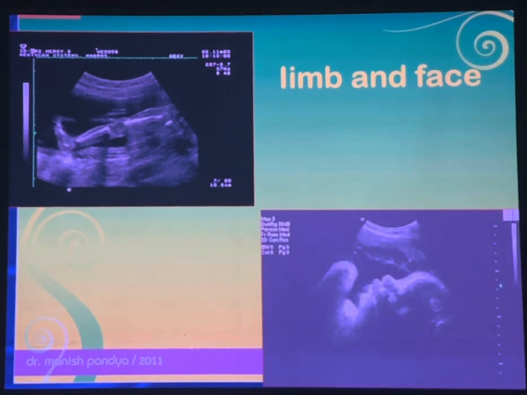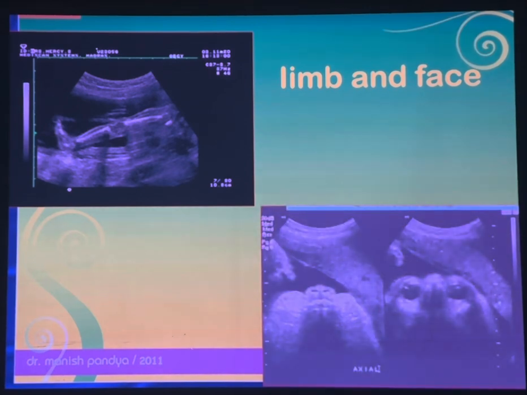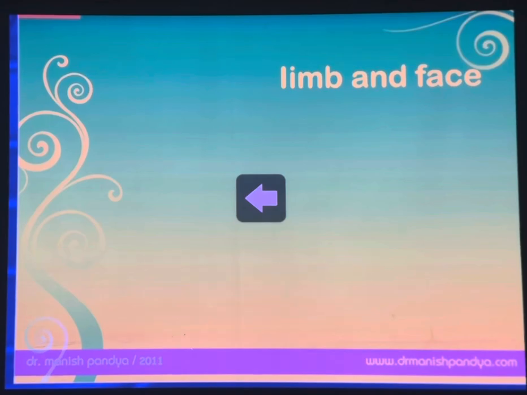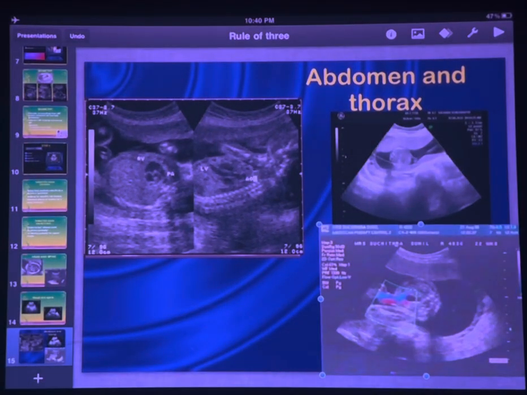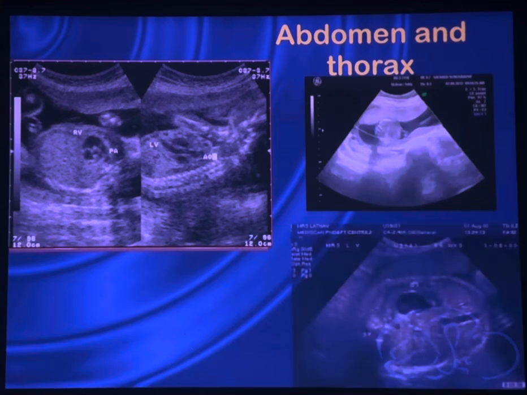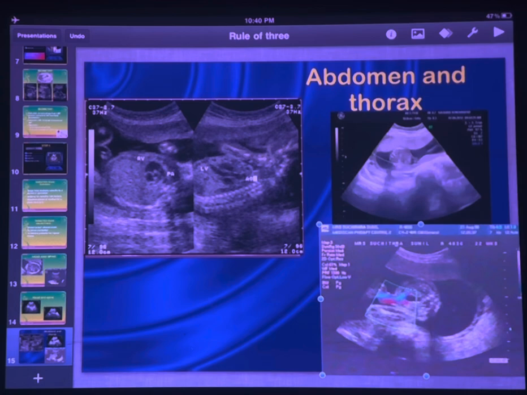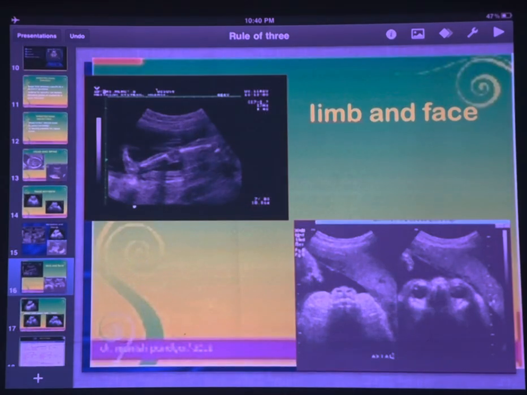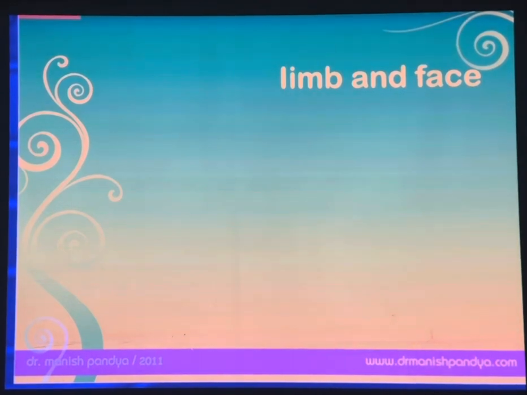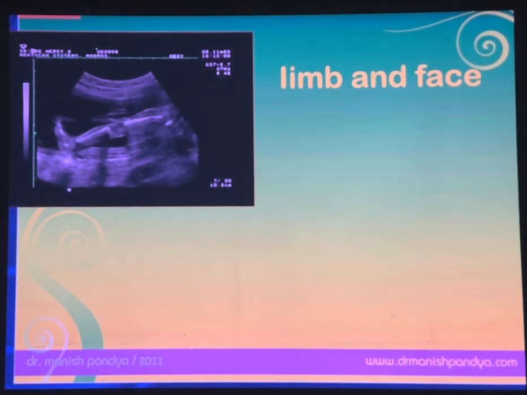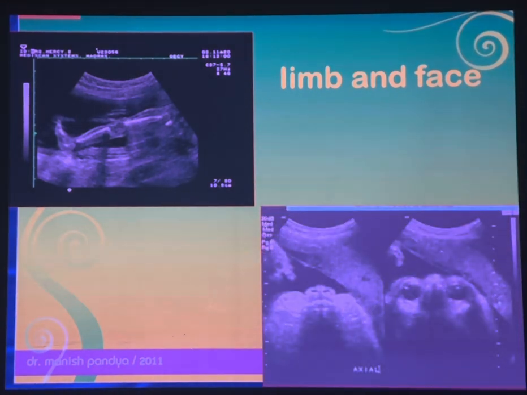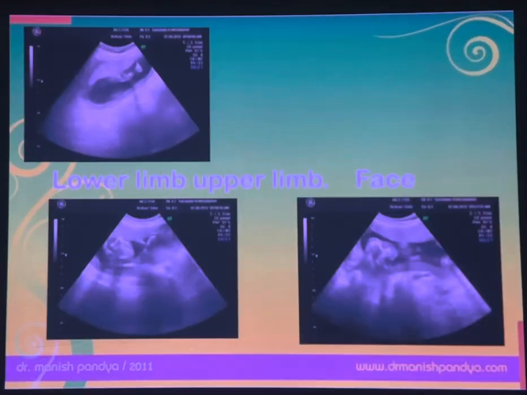Then in the face, you have to see the nose, upper lip, lower lip. If the upper lip and lower lip both are looking good, you can say that this baby doesn't have cleft lip and cleft palate. Then you have to see 2 eyeballs. You can see 2 eyeballs. Okay, so here you can see 2 eyeballs. See, 2 eyeballs are there, and in the eyeballs you are able to see the lens. Okay, this is the lens. And you can see nostrils, upper lip and lower lip. So in the limb and face section, you have to see all these things.